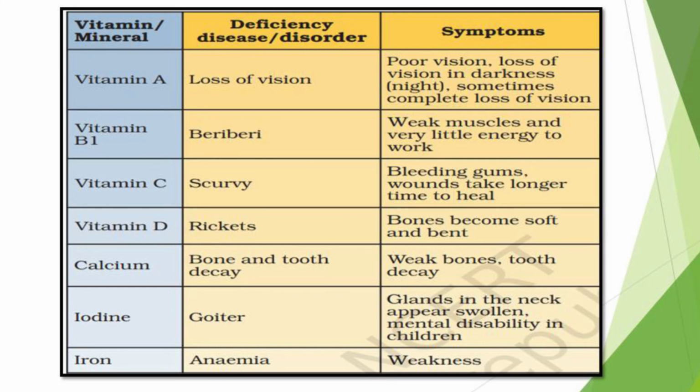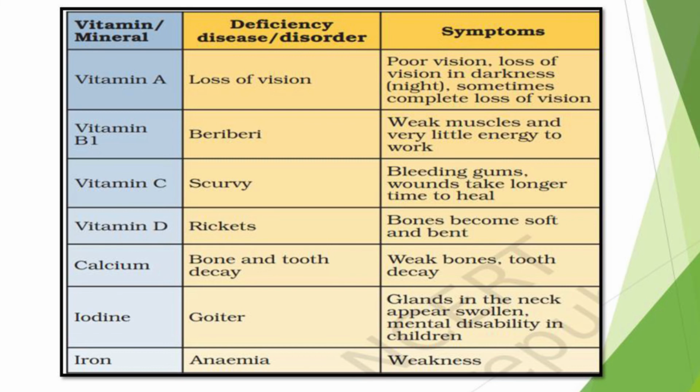Now next is vitamin C. Its deficiency causes the disease scurvy. The symptoms of this disease are bleeding gums, and wounds take a longer time to heal. Next, vitamin D. Its deficiency causes the disease rickets. The symptoms of this disease are that bones become soft and bend.